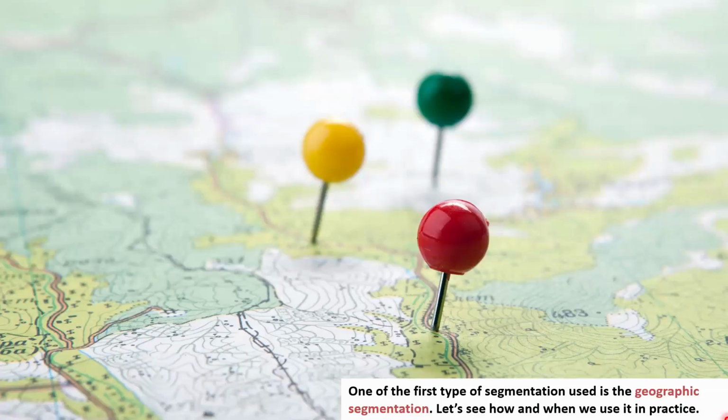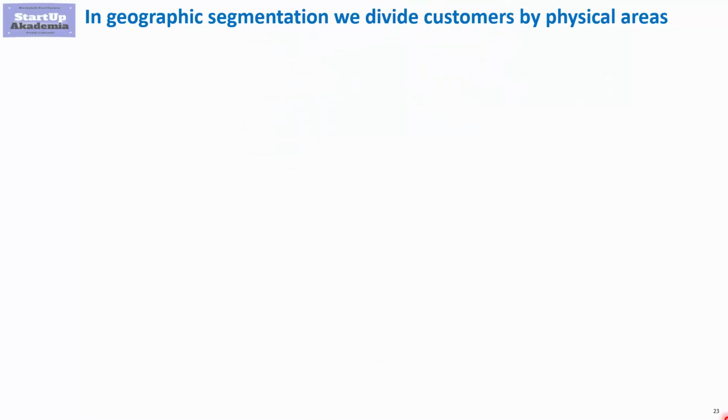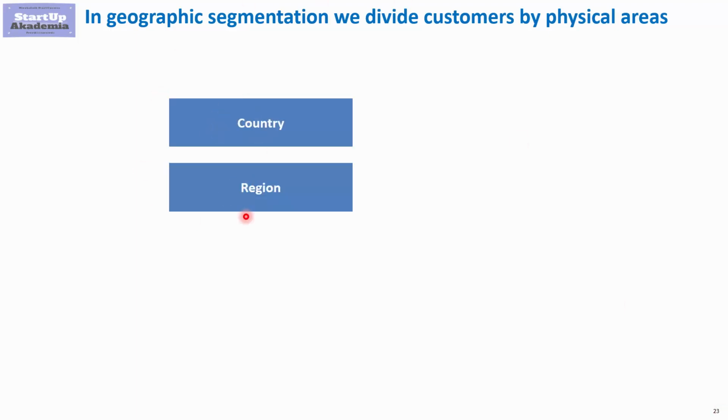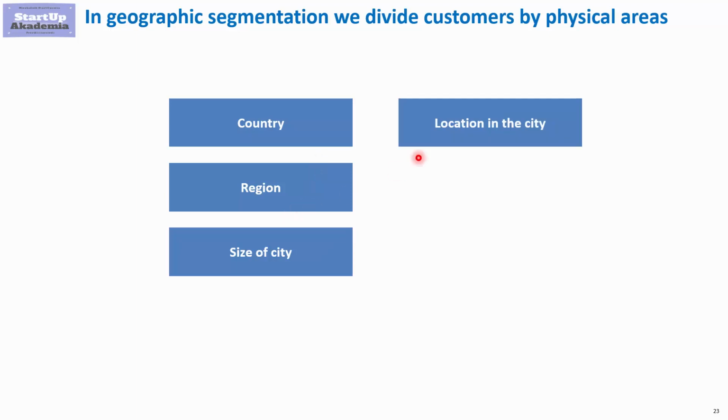Geographic segmentation. One of the first types of segmentation used is the so-called geographic segmentation. Let's see how and when you use it in practice. In geographic segmentation, we divide customers by physical areas. So it might be by country, region, size of the city, location in the city.